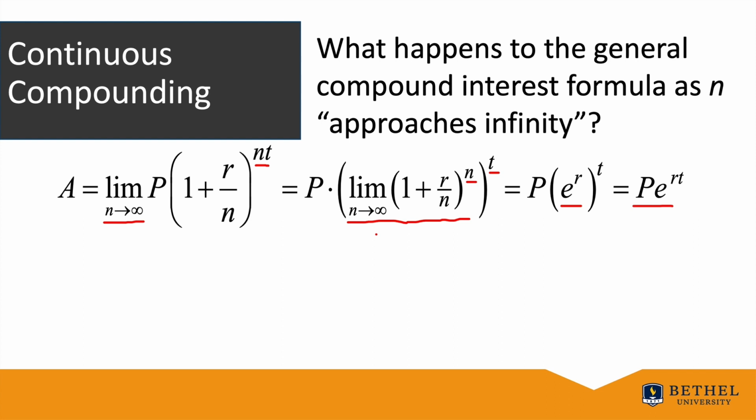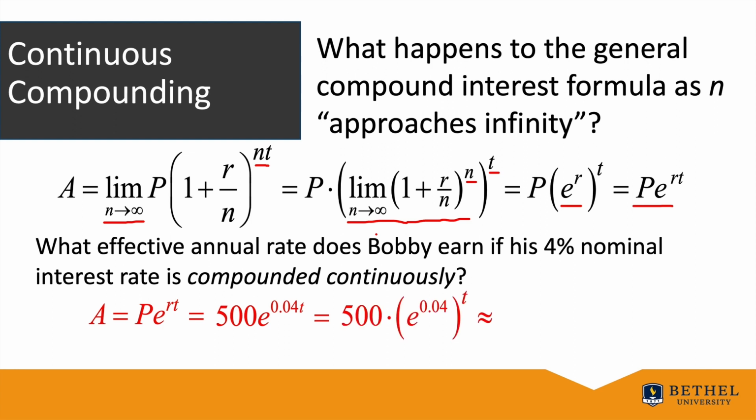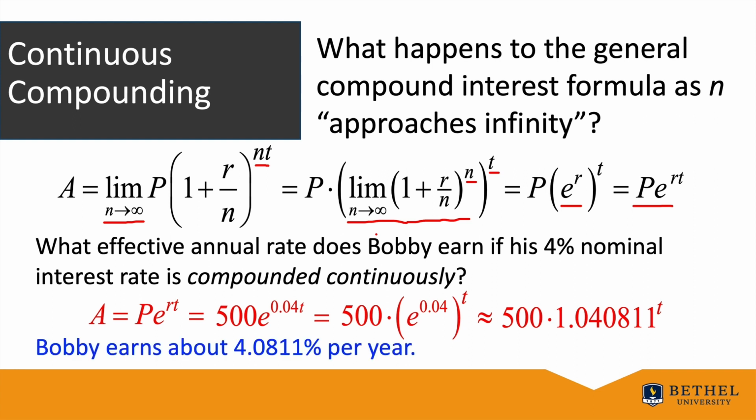We can also go back to our application and ask what effective annual rate does Bobby earn if his 4% nominal interest rate is compounded continuously instead of quarterly. Here are the details for how to figure it out. Use the formula that we just derived, A equals P times e to the rt power, replace P with 500 and r with 0.04, then use a property of exponents again. The 0.04 and the t can be separated out as shown. Now use your calculator to approximate e to the 0.04 power. You should get about 1.040811. This means Bobby earns about 4.0811% per year. That's his effective annual interest rate.